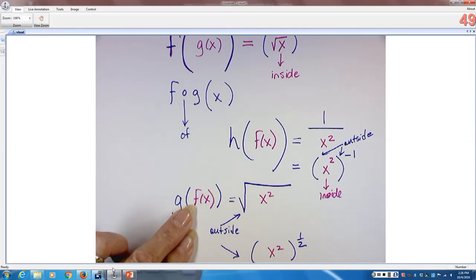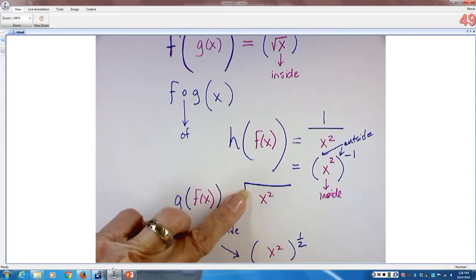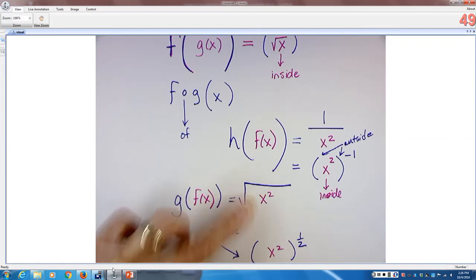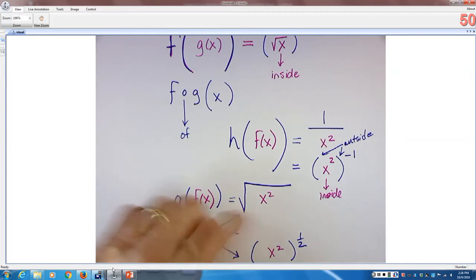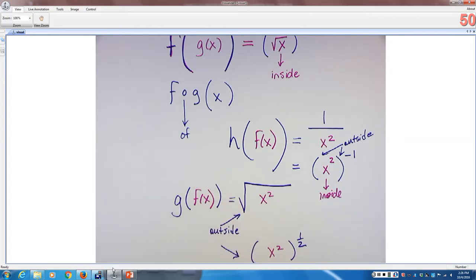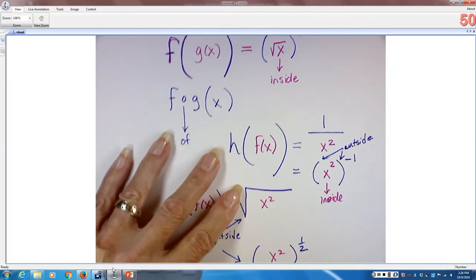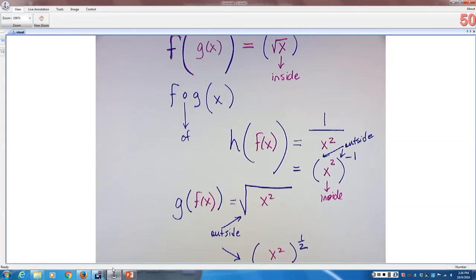x squared. Now granted, these both simplify to x, which means we're not really going to do a chain rule with something like that anyway. We'll just simplify it and go on. But it's easier to identify in and out. And that's the goal of this next section, to be able to identify inside function and outside function. So that's why I wanted to start this, even though we may not finish it today.